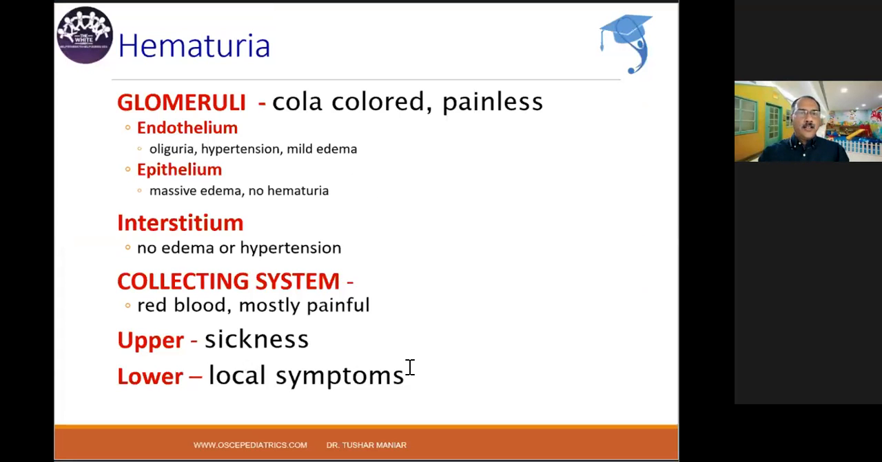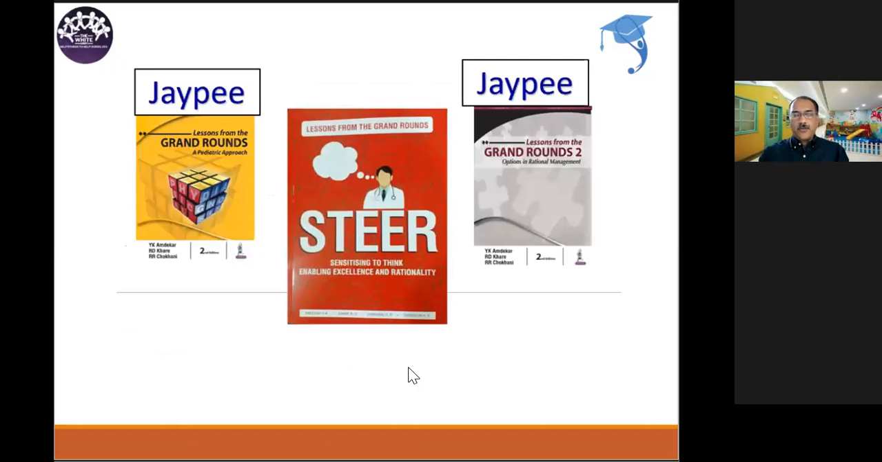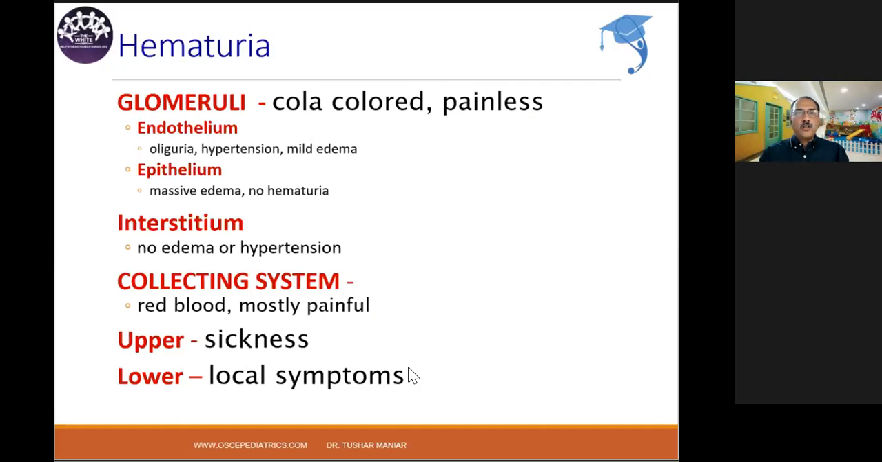In kidney, we said endothelium, the prototype being glomerulonephritis. Epithelium has a prototype of nephrotic syndrome. Interstitial lung disease, interstitial renal disease, I'm sorry. And finally, if there is hematuria that is cola-colored and painless, with crenated RBCs and casts, you are thinking of an upper urinary tract bleed. And if it is painful and red-colored, then you're looking at a lower urinary tract bleed.